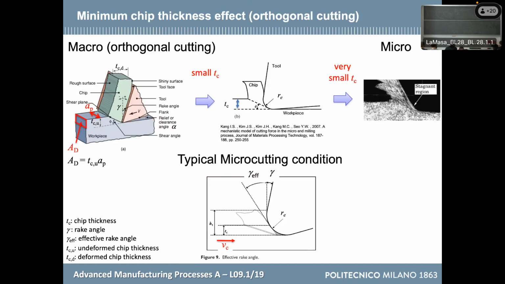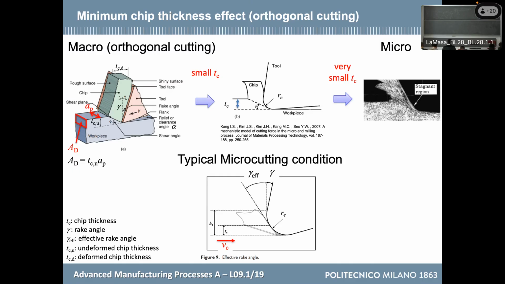Then we have another effect, which is called in a similar way, but the name you can find in the specific literature is minimum chip thickness effect. Again, it is something coming from downscaling, but it is also something that can be seen in macro processes when you want to remove material with a standard tool.